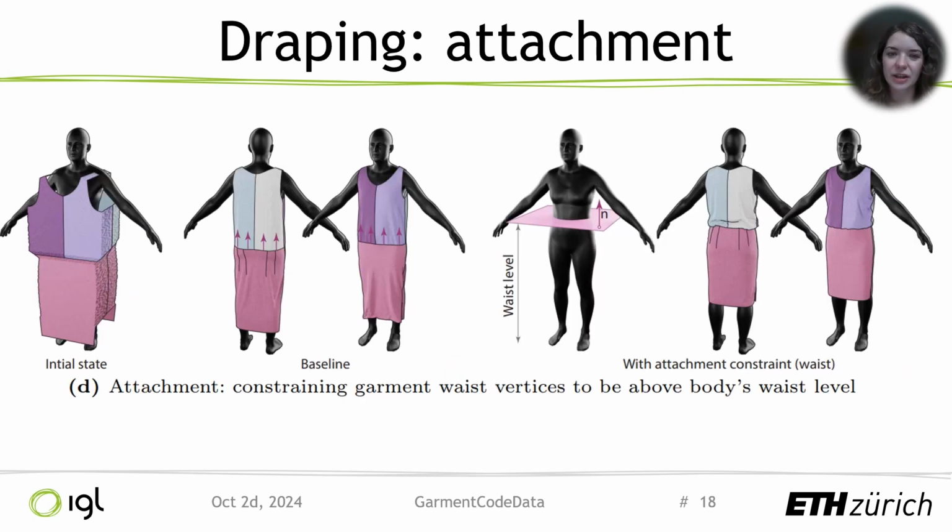Finally, when we stitch the garments together, sometimes we see that some of the parts of the garment are not located where they should be. So we're employing attachment constraints to place the garment parts on the area where they should be dressed on. For example, for the stencil skirt, we use the waist level constraint to put it on the waist area.